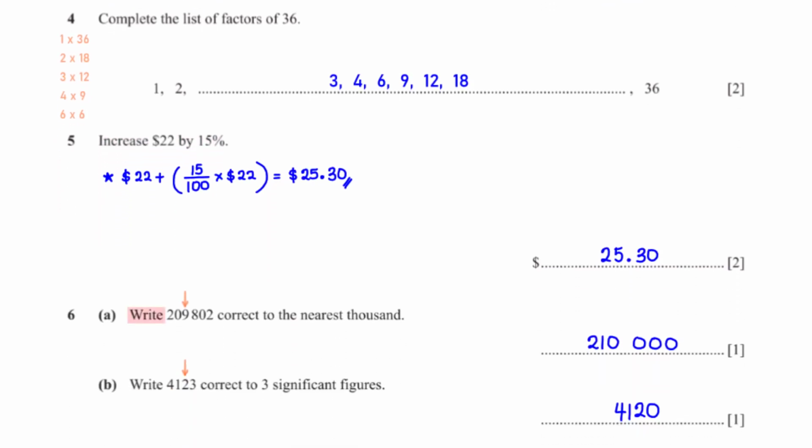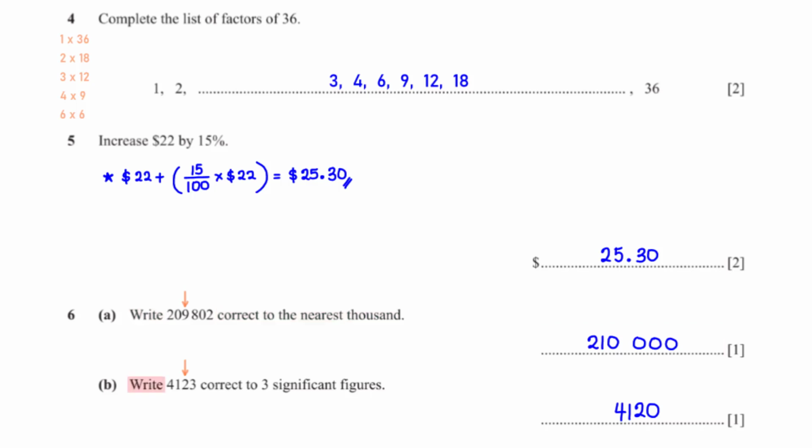Write 209,802, correct to the nearest thousand. The number in the thousands position is 9. The number after 9, which is 8, is greater than 5. So we add 1 to 9, giving us 10. So we replace 9 with 0 and add 1 to the number before 9, which is 0. 0 plus 1 is 1. The numbers after 9 become 0. So we have 210,000 rounded to the nearest thousand.